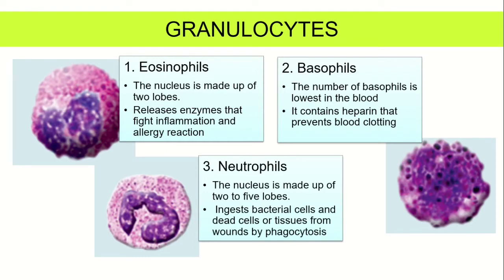The nucleus of the neutrophil is made up of 2 to 5 loops. It ingests bacterial cells and dead cells or tissue from the wound by phagocytosis.